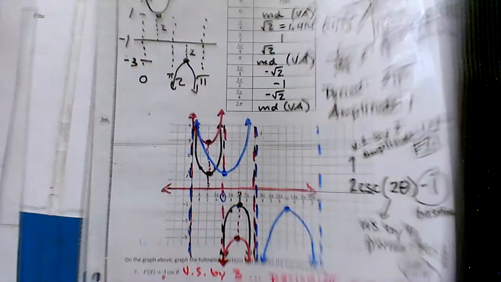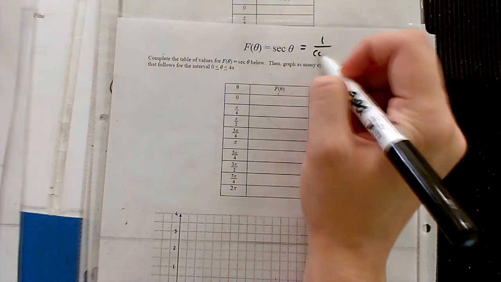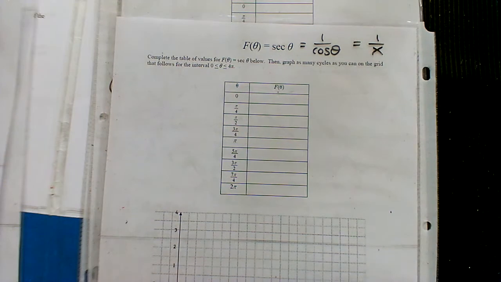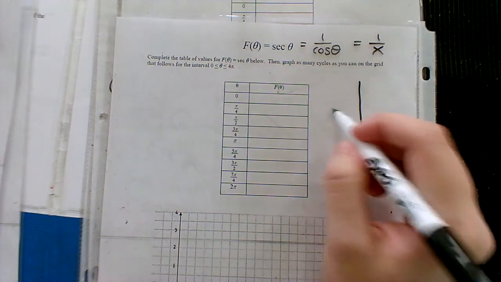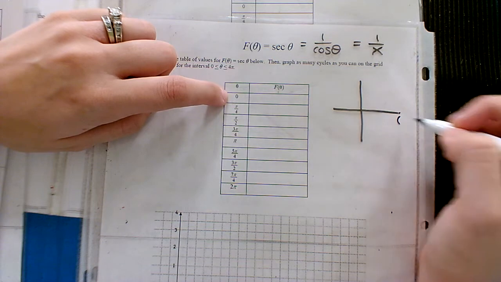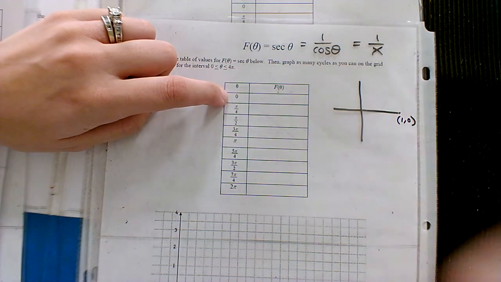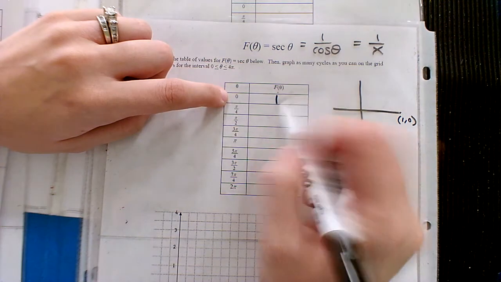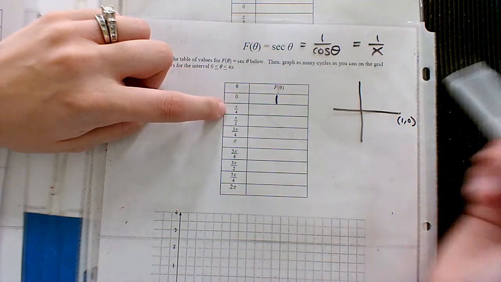All right, let's go ahead and try another one. Very similar. We're going to try secant this time. That's 1 over cosine, which in terms of our unit circles, 1 over x. All right, starting with our table. 0 angle, look at our coordinate. 1 divided by 1 is 1.